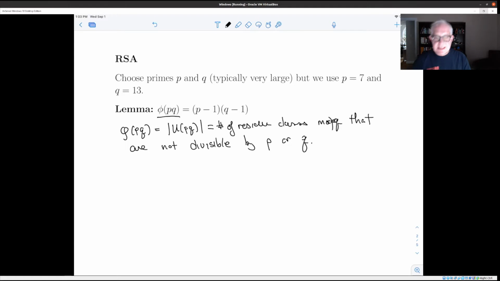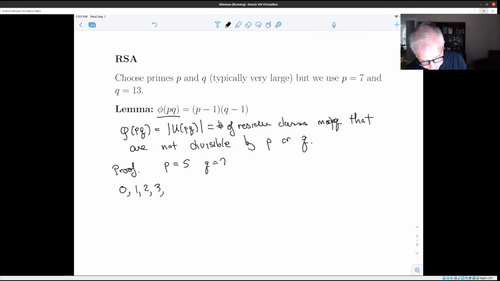So why is this true? Well, let's think about this for a moment. Let's do a very quick example. Let's suppose P was 5 and Q was 7. So we want to look at the integers mod 35. So there's 35 of them.